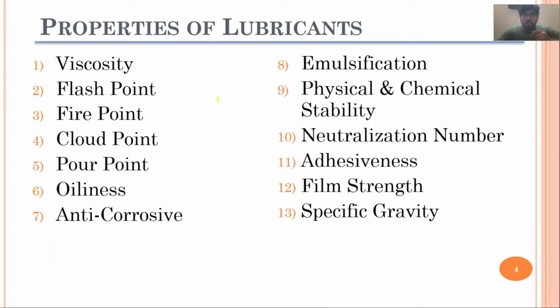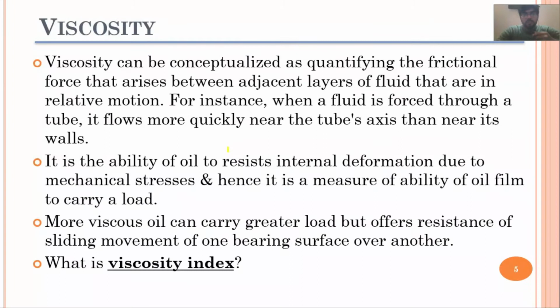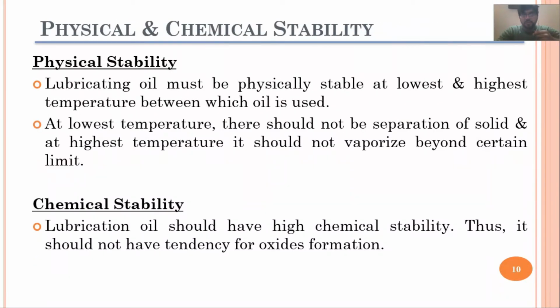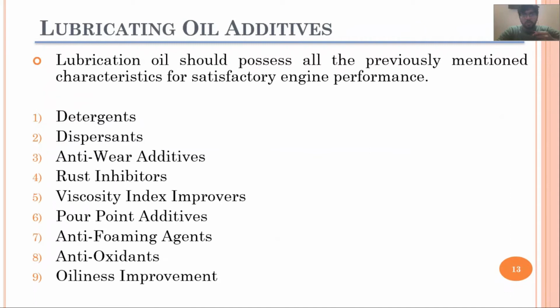I also mentioned the desirable properties of the lubricants, for example the flash point and fire point temperature of a lubricant should be high, and the cloud point and pour point temperatures should be low, oiliness should be high, and it should have higher anti-corrosive characteristics, etc. After the very detailed discussion regarding the desired properties, we said that we cannot achieve those properties in a naturally occurring lube base oil.